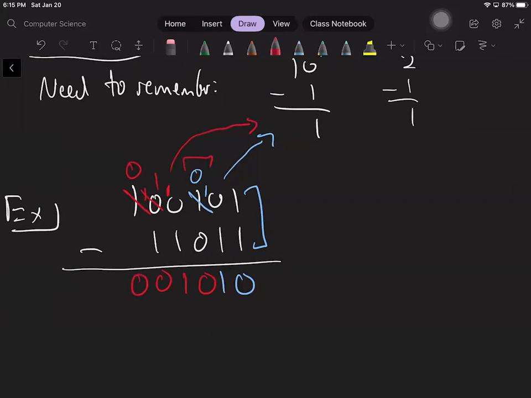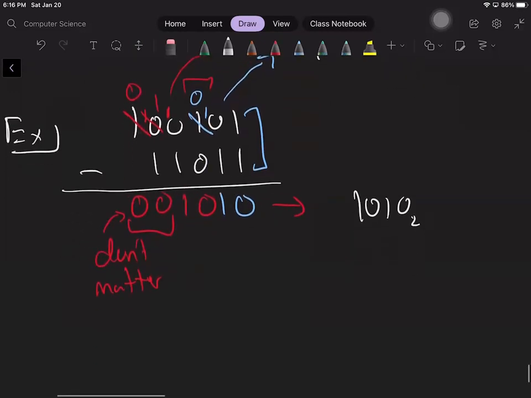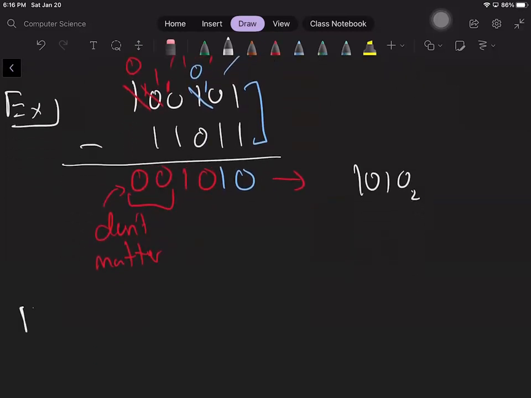Okay. The zeros in the front don't matter. So the actual answer is just this 1, 0, 1, 0. Okay, so that's the answer. I'll do another one for you, just for more practice.